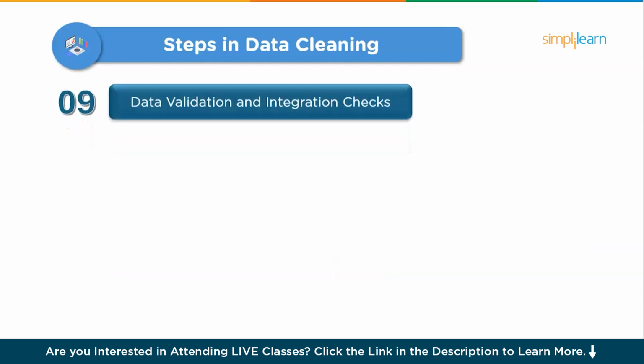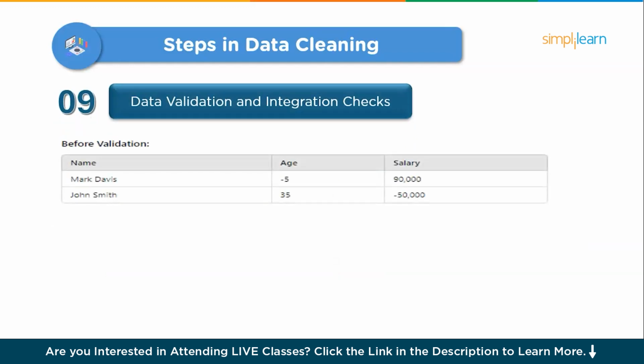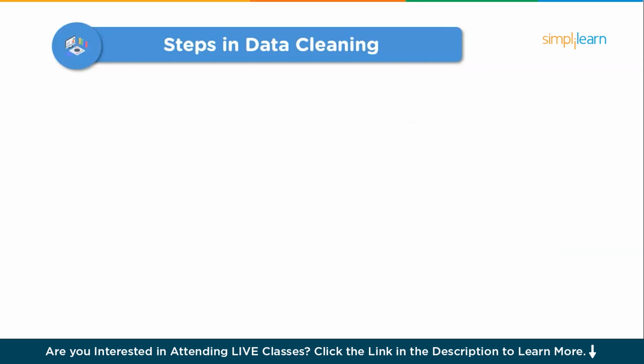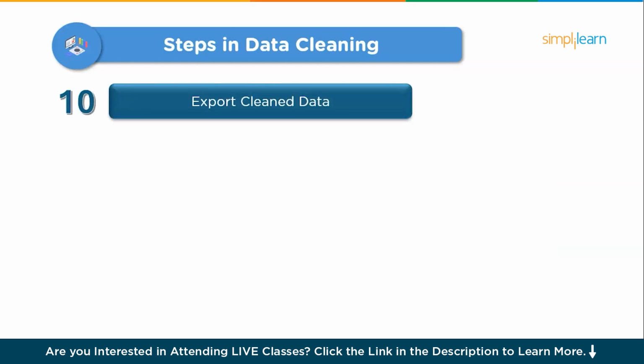Now moving on to the ninth step, that is data validation and integration checks. You ensure that the data follows logical rules. For example, you find an employee with a negative salary or an impossible age. That is, Mark Davis has -5 age and John Smith has negative salary. That is not possible. So after we handle it, we must set Mark Davis's age as 45 and John Smith's salary as 50,000.